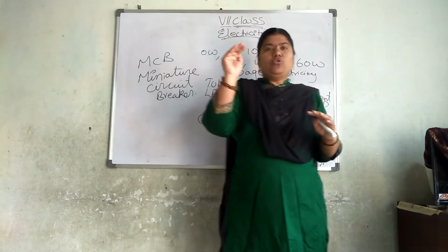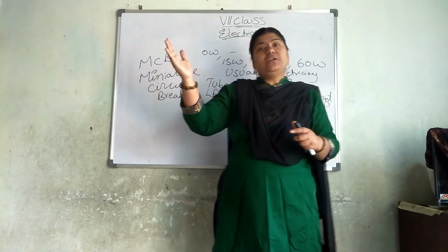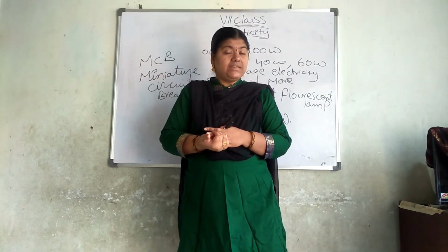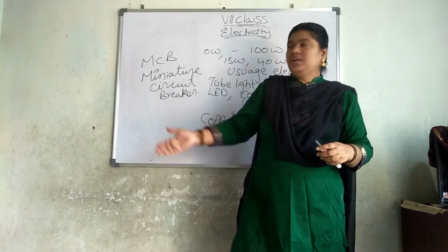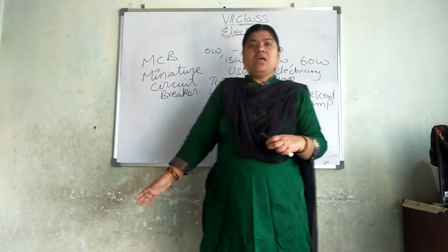When low voltage comes also, it will automatically set right. When high voltage comes also, this MCB will set right. Is it necessary? Is the fuse better, or is this one better? I think the latest technology, MCB, is the best one.